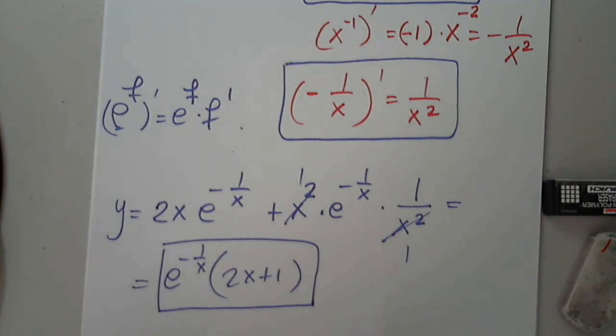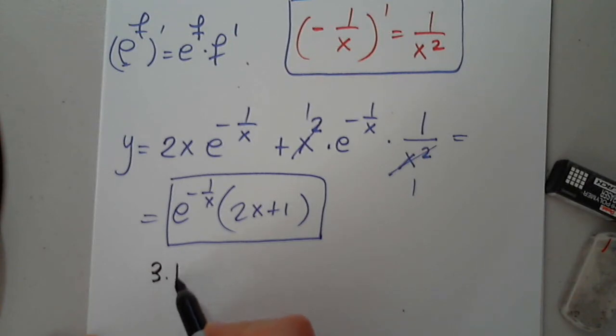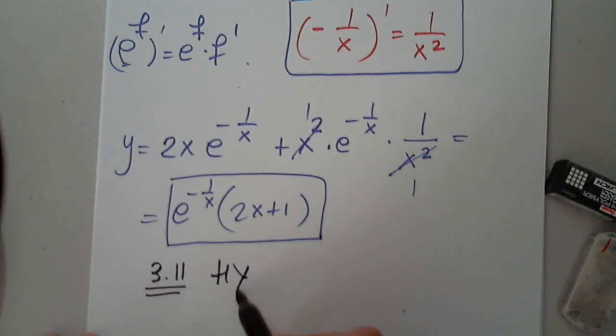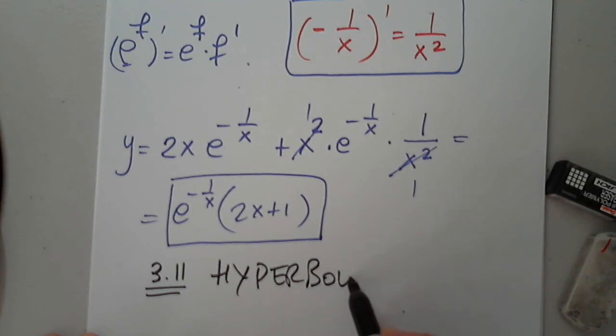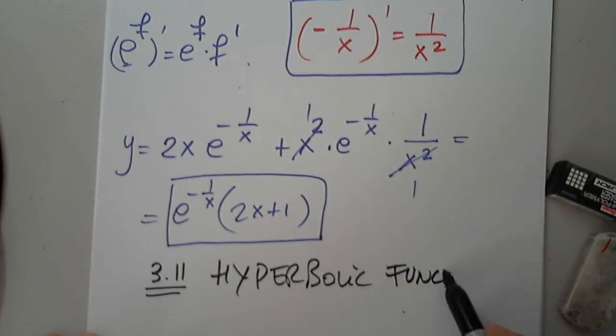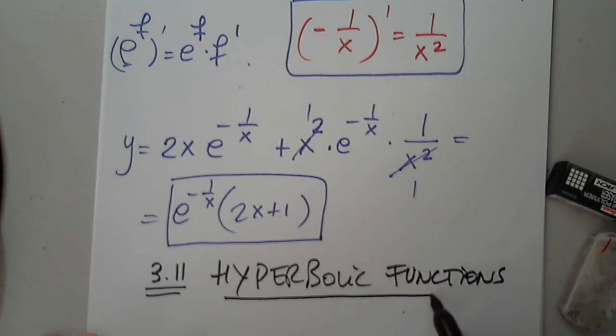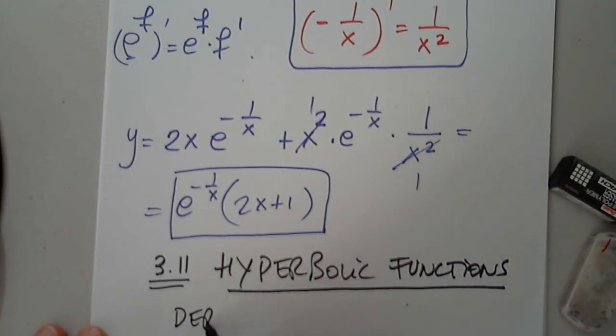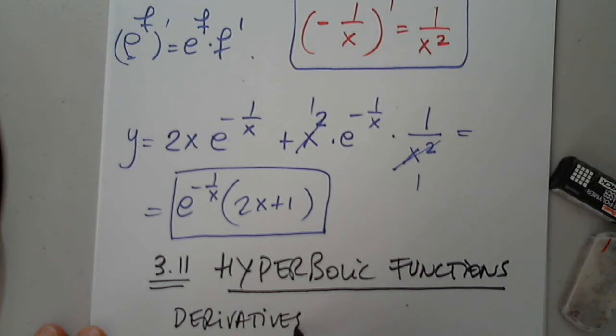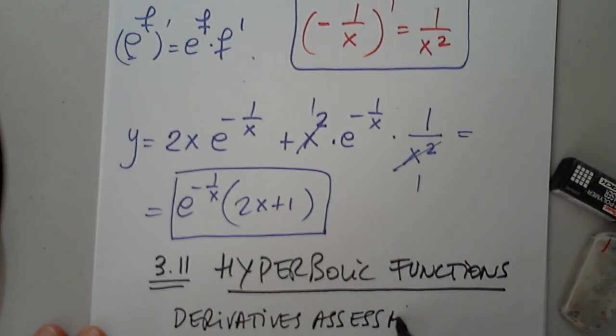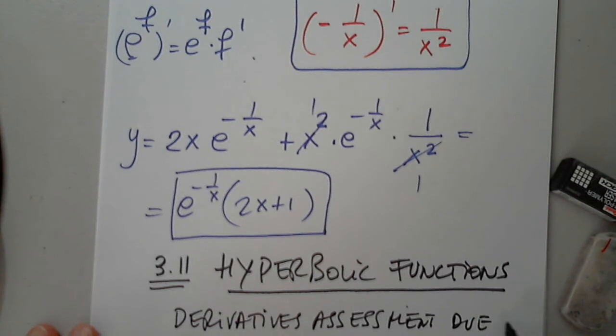We are going to jump to section 3.11, hyperbolic functions, because you have a derivatives assessment due before the test. It's 2 pages long, just 10 questions, and it includes this section, and that will be the end of all the list of functions we are going to look at.